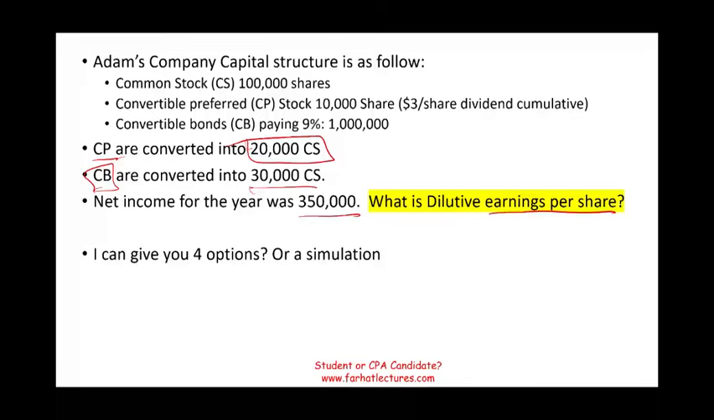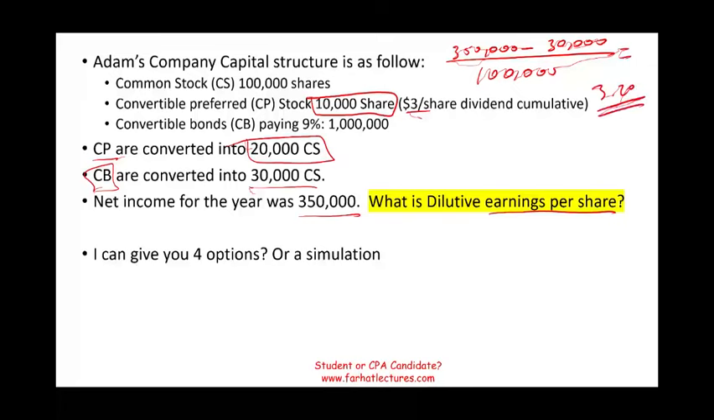Compute diluted earnings per share. Well, the first thing you do before you compute diluted earnings per share is compute the basic earnings per share. And you have to know this immediately, like in your sleep, basically. What is the basic earnings per share? It's net income, $350,000, minus preferred dividend. What is the preferred dividend? We have 10,000 shares, they're paying $3 per share, that's minus $30,000, divided by the common shares outstanding, 100,000. We found basic is $3.20.